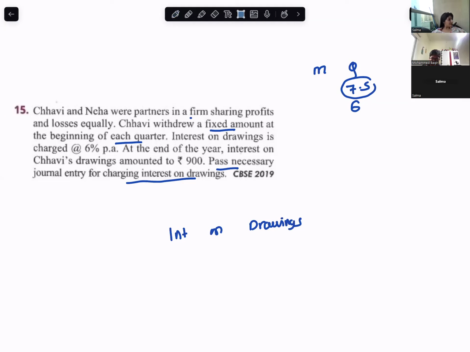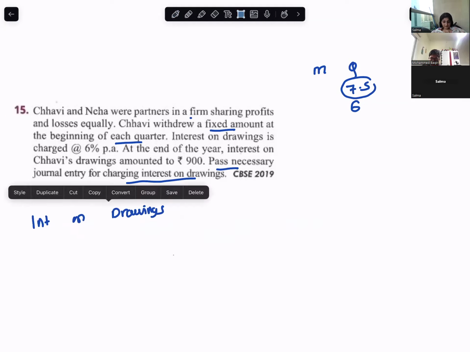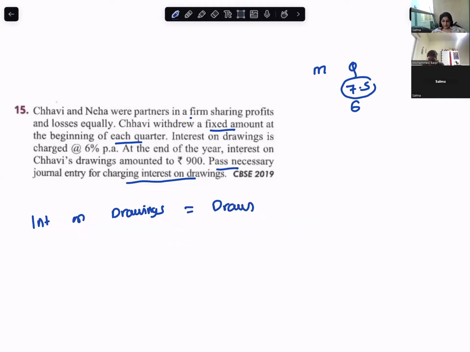Can you tell me what will be interest on drawings? Interest on drawings is equal to drawings multiplied by rate divided by 100 times time. 7.5 by 12, right? Yes. At the end of the year, interest on drawings amounted to 900. Do you need to do anything?